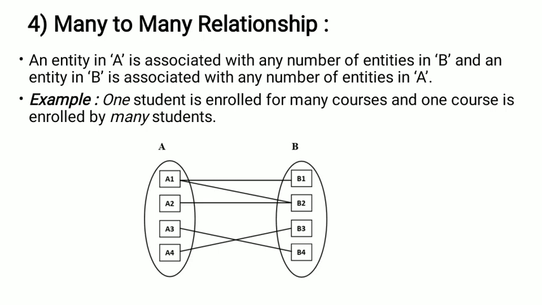This is all about cardinality ratios, that is, the maximum number of relationship instances in which an entity can participate. The possible cardinality ratios are one to one, one to many, many to one, and many to many. These are the relationship constraints. There are two types of relationship constraints: first, the mapping constraint, that is, mapping cardinality, and second, the participation constraint. Here, mapping cardinality is over.